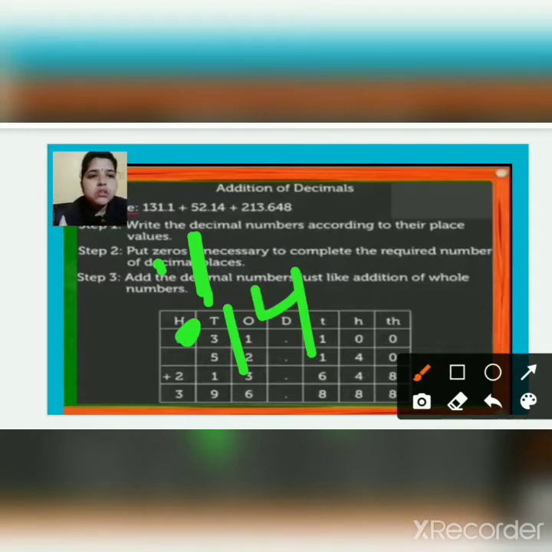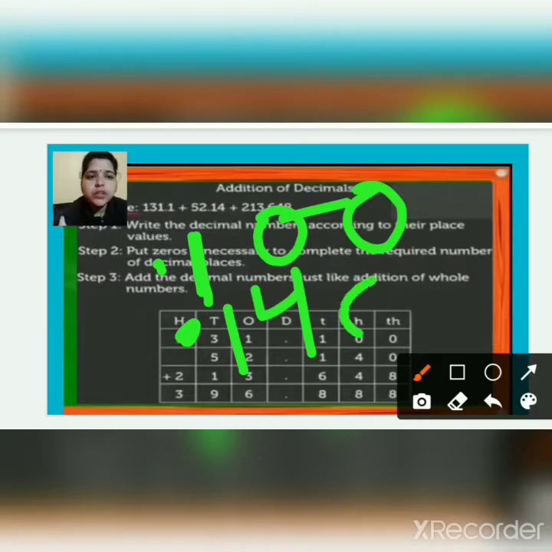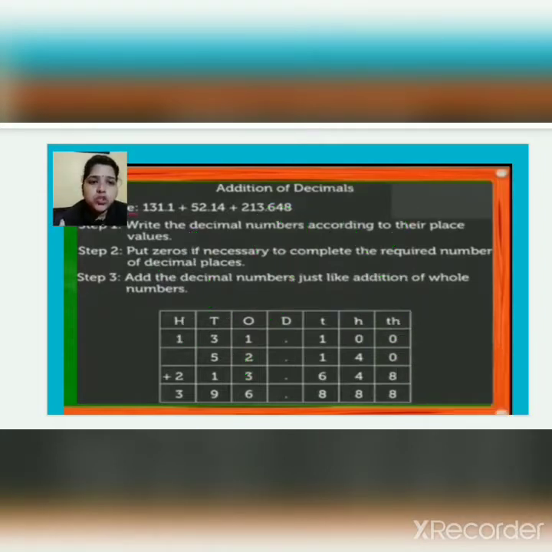Because this number is 0.648. How many digits after the point? It has 3 digits. So you have to increase to 3 digits after the decimal point. So we only need to add one 0. It doesn't make any change in the value. It means 52.4 will remain 52.4 if we add 0 after it. So it means put zeros if necessary to complete the required number of decimal places.